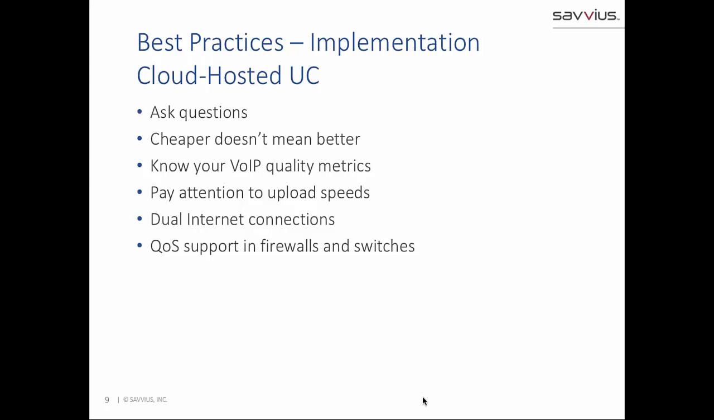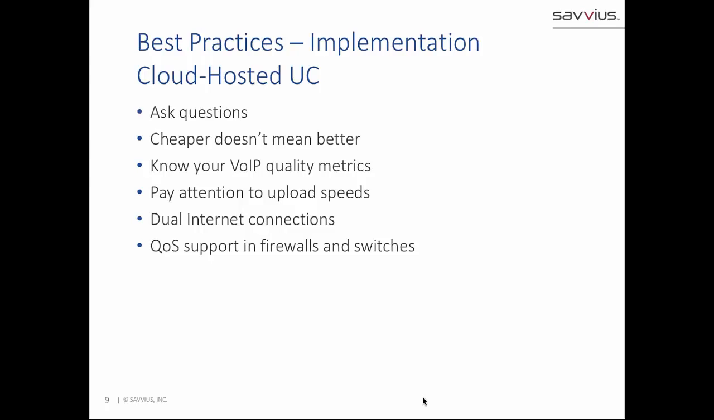And then pay attention to upload speeds. And this probably also pertains to the small offices as well. Our internet service providers are really good with the download speeds, not very generous with the upload speeds. For just voice, maybe not an issue. If you're going to do a lot of telepresence as part of your unified communications where you're going to have video, pay attention to those upload speeds as well. The dual internet connections play well here as well.